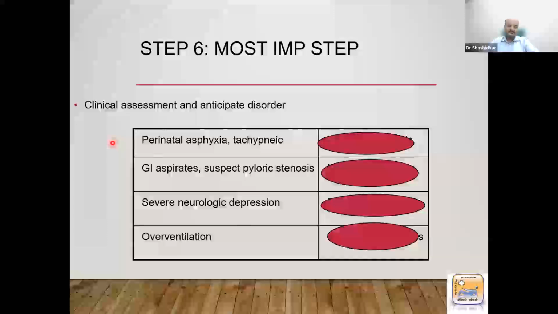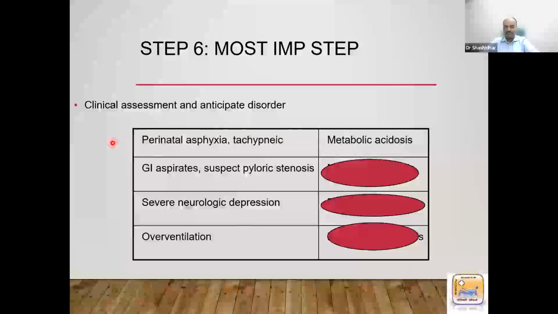So asphyxia, all of you know, would be a metabolic acidosis condition. So you would get metabolic acidosis. Respiratory wise, baby is tachypneic. So baby is trying to remove CO2. So you will not get a mixed acidosis. Sometimes if baby is breathing too fast, you can get respiratory alkalosis. So the primary disorder which you need to anticipate is metabolic acidosis.